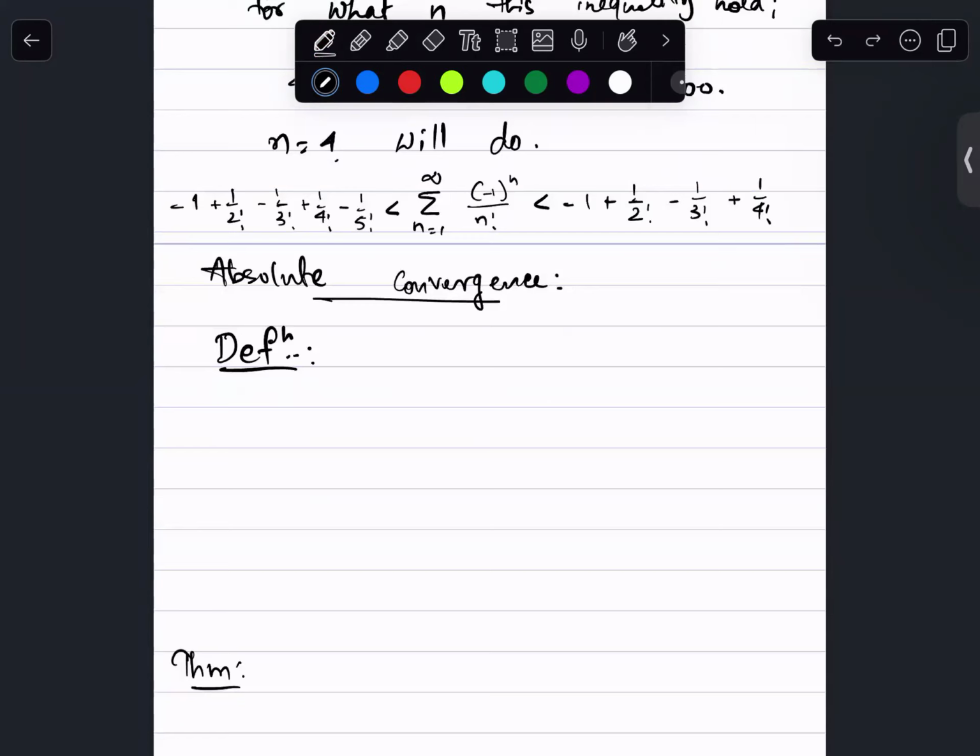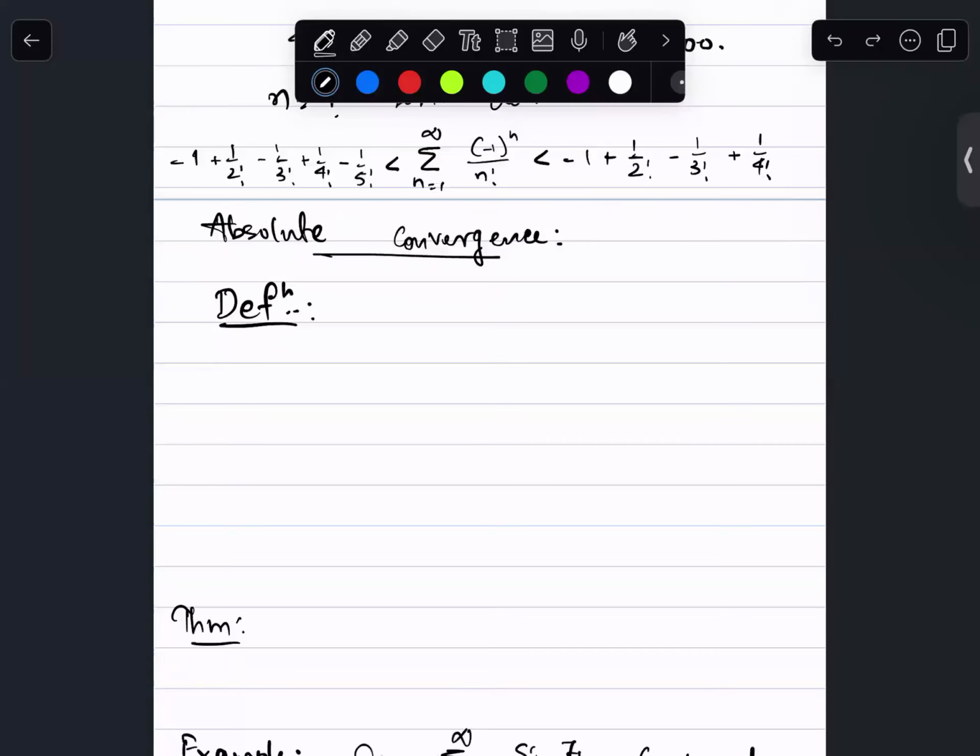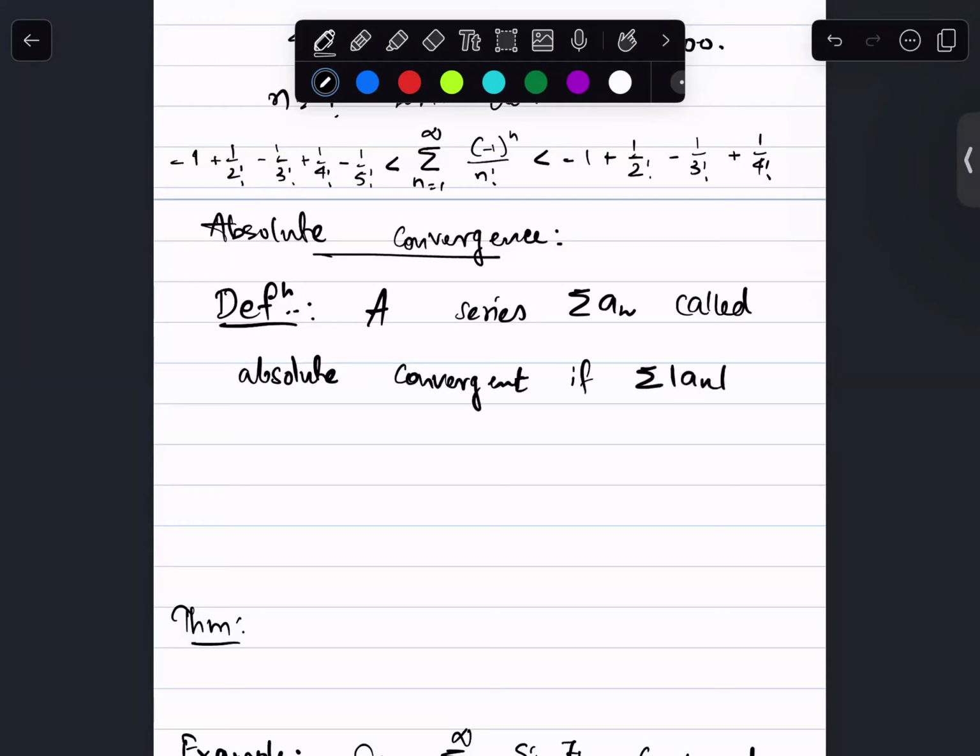The next topic is to find which series are nicer than the alternating series. Okay, so let me introduce the definition of absolute convergence. A series summation an is called absolutely convergent if summation over modulus an converges.